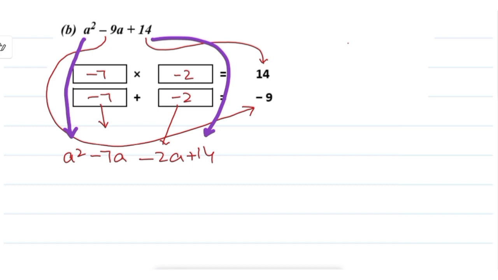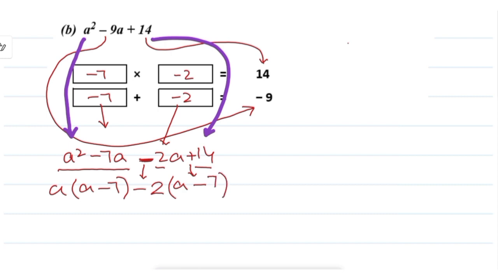Now we can see that in the first pair a is common, so the remaining is a minus 7. Now a negative sign is there and 2 can be taken as common. So the first term remains a, and because the minus sign was taken as common, this plus sign will become minus. And 2 times what is 14? Yes, 2 sevens are 14.